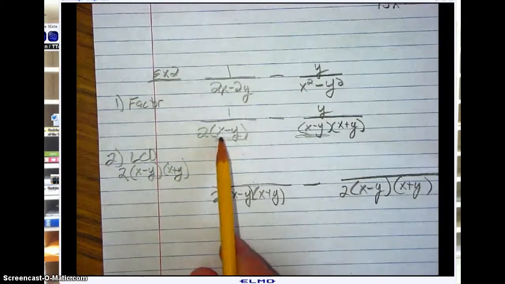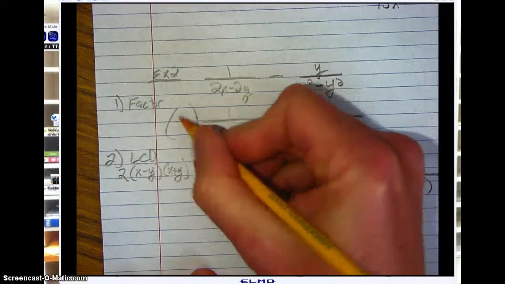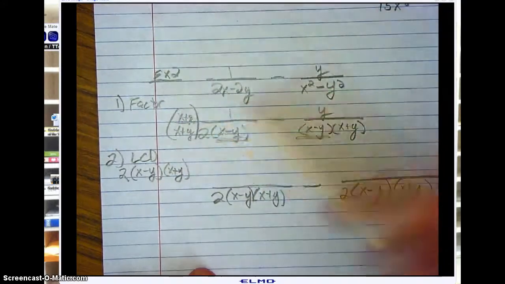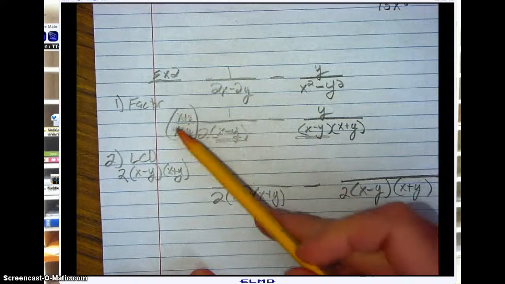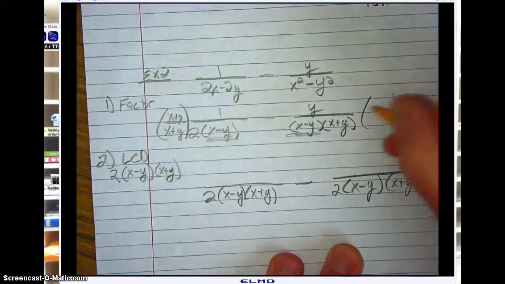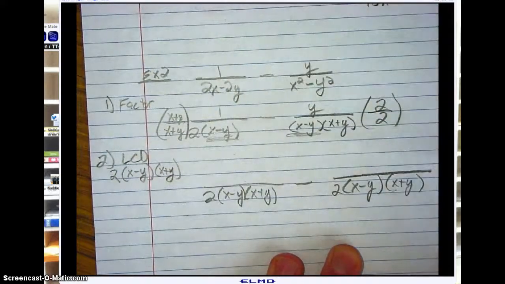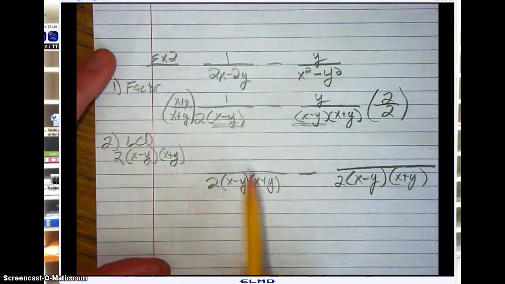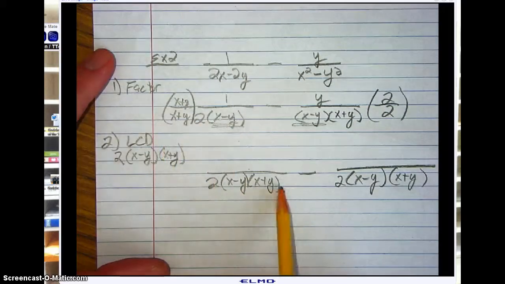What's he missing? He's missing x plus y. Now this looks weird, but it's just a giant 1 again. Remember, anything divided by itself is just a 1, and when I multiply by 1, I don't change a value. What am I missing? Well, mine's easy. I'm just missing the 2. So I multiply by 2 over 2. Okay, so now I'm going to keep this denominator to get what I want.